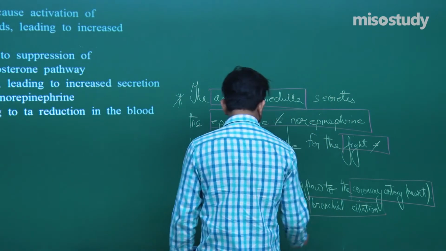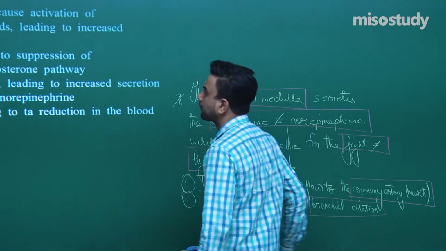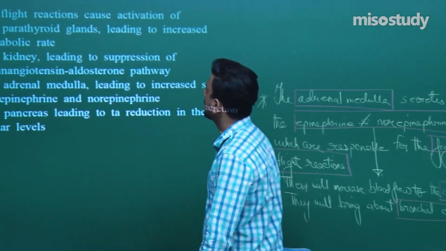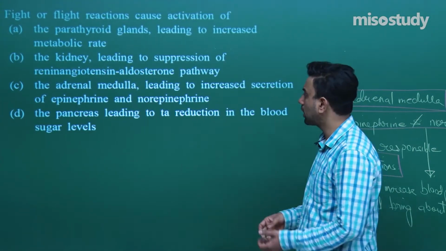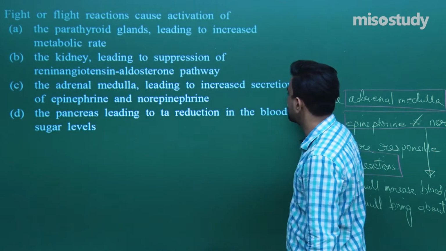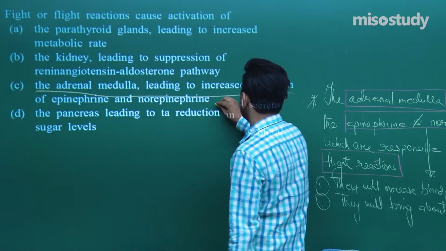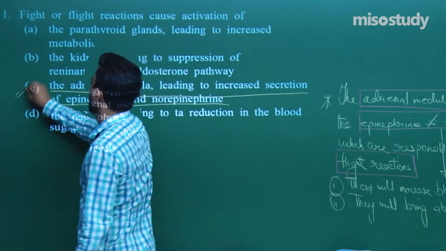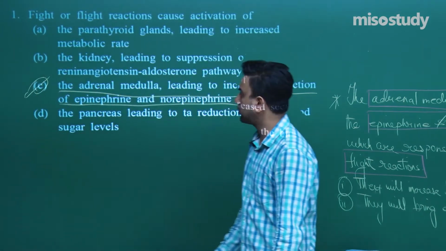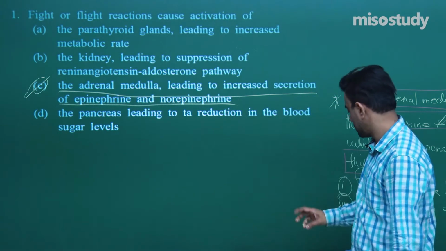So they will be bringing about the bronchial dilation. Hence the fight or flight reactions cause activation of the adrenal medulla, leading to the increased secretion of epinephrine and norepinephrine. This is going to be the correct answer for this particular question.